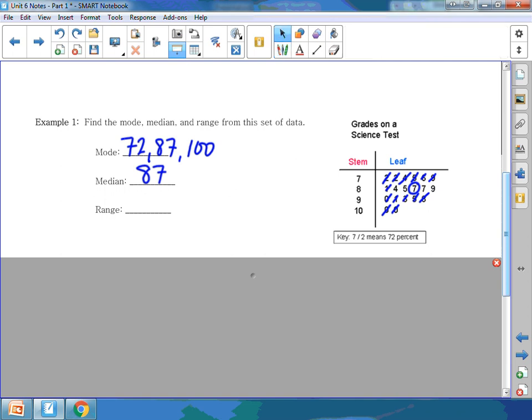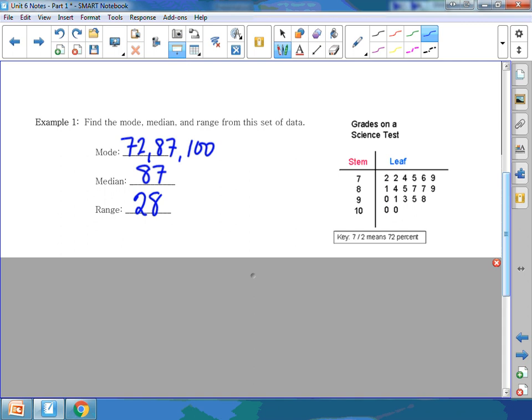What would our range be? We've already done this. Overall range. Risa, what do you have? 28. It's a 100 is the largest, 72 is the smallest, or the lowest grade.